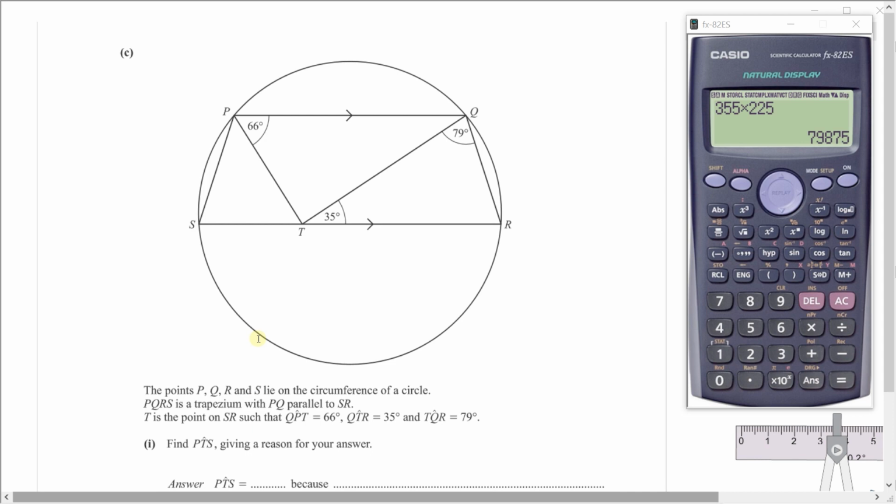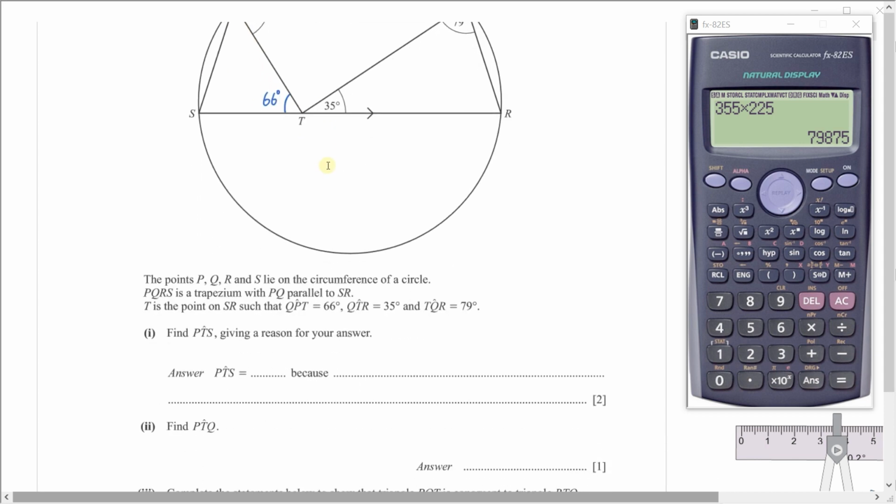So angle PTS is this angle here. And so if you look at these two parallel lines, PQ and SR are parallel, and this line PT is intersecting these two parallel lines. It's passing through these parallel lines. So this angle, which is QPT, 66 degree, will also equal this angle PTS, because these two are alternate angles for these two parallel lines.